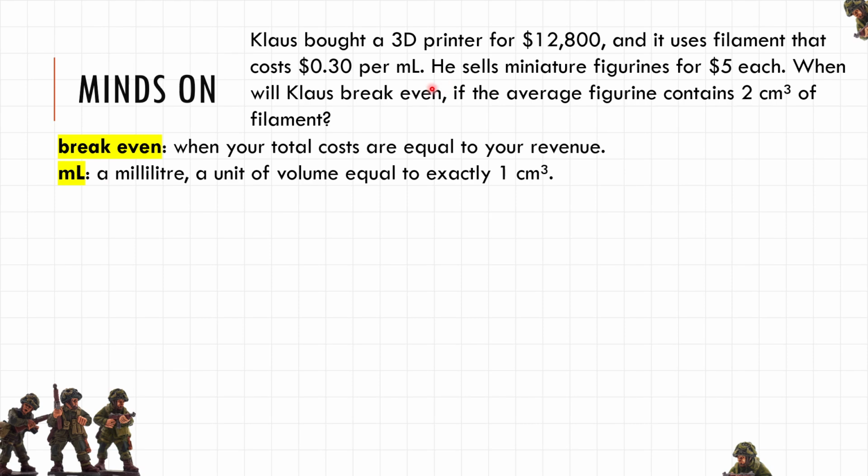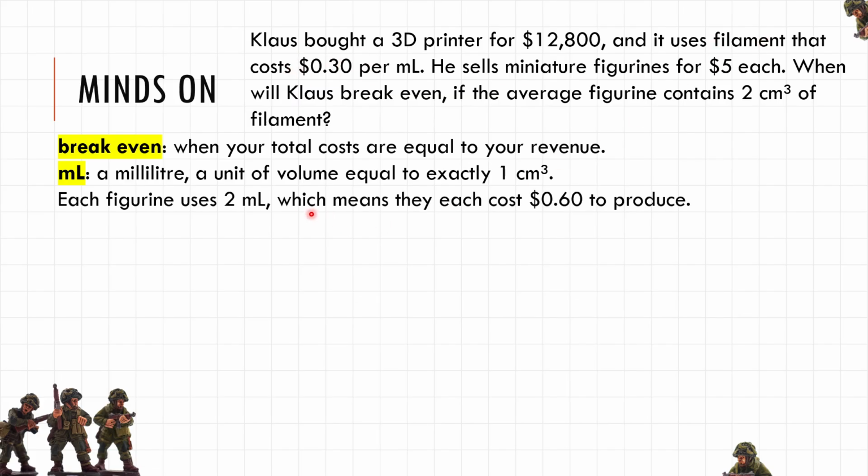The milliliters over here, the cost for the filament, well, it's sold in milliliters, but the figurine is measuring its volume in cubic centimeters. Thankfully, though, that conversion is just about as easy as it gets. A milliliter is a unit of volume that is equal to exactly 1 cubic centimeter. Now, if each figurine then contains 2 cubic centimeters or 2 milliliters, each one will cost about 60 cents worth of filament. So each figurine would cost 60 cents to produce.